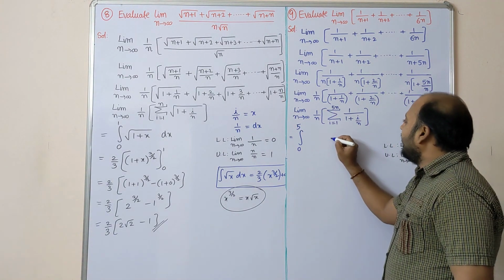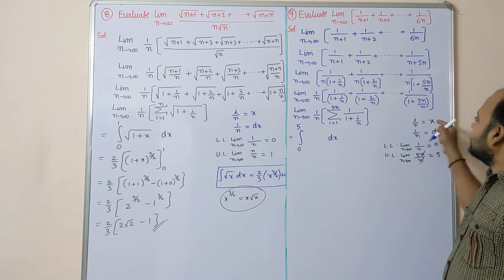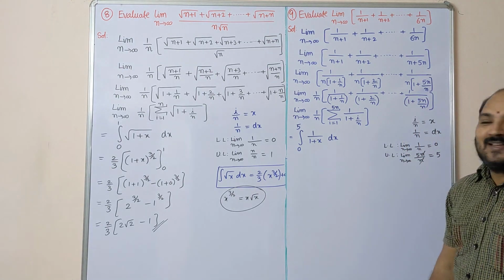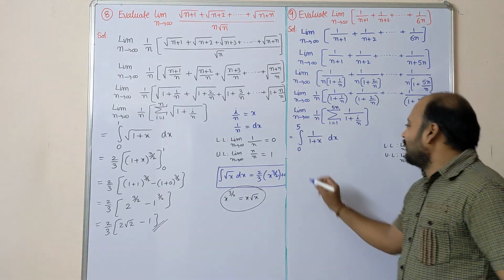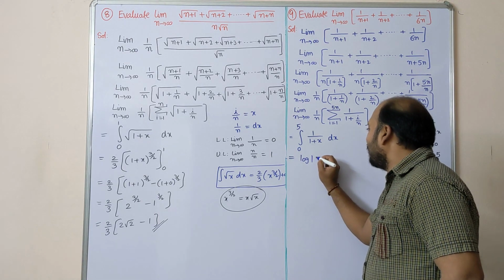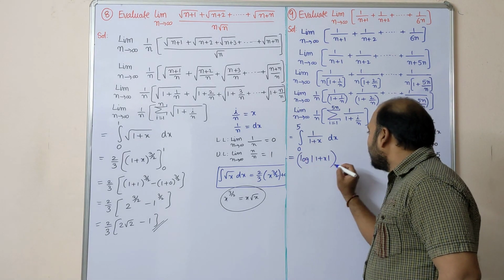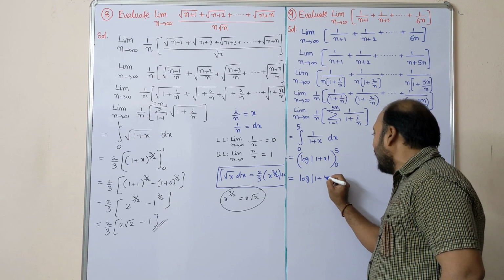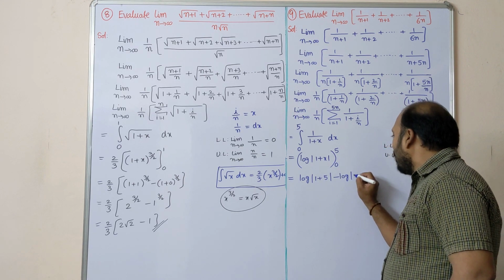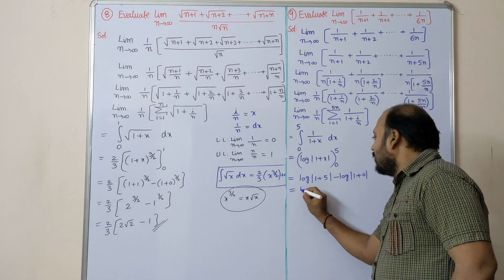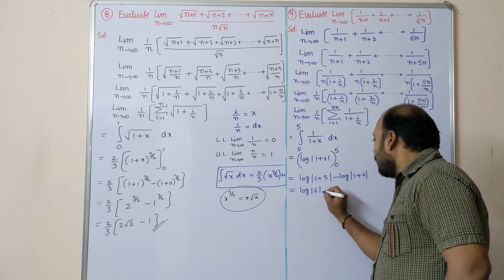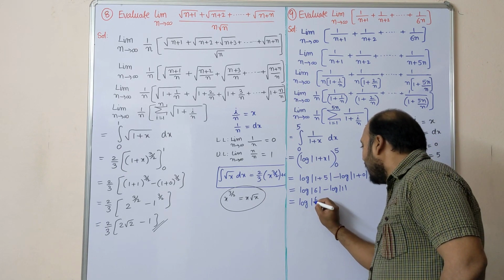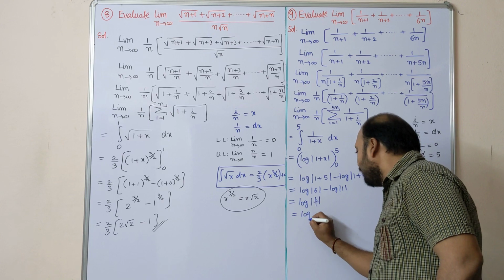In place of 1 by n, dx; in place of i by n, x. So 1 by 1 plus x. Is it clear? Integral 1 by x is log mod x, so this is equal to log mod 1 plus x, applying the limits 0 to 5. First, in place of x, upper limit: log 1 plus 5, minus lower limit: log 1 plus 0. So this is equal to log 6 minus log 1. Log a minus log b is log a by b, so log 6 by 1, that is equal to log 6.